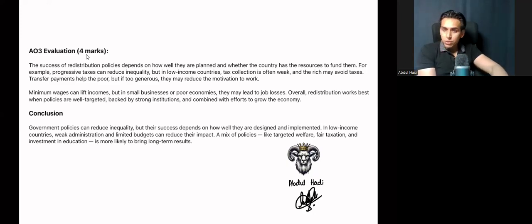Government policies can reduce income inequality, yes, but their success depends upon how well they are designed, how well they are implemented, how well they are executed. In low income countries, administration is very poor, very weak, with limited budgets; the government does not have enough budget to spend in the economy. So a mix of policies should be used. I have not regarded one policy as the best policy. I am saying that you need to use a mix of policies because in a low income country problems will always arise. Everything clear? Yes, sir.